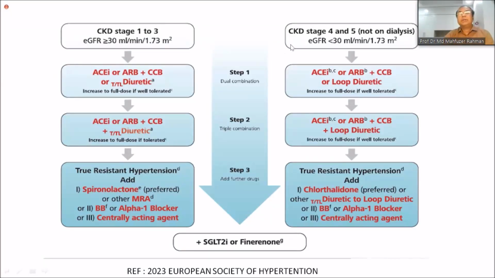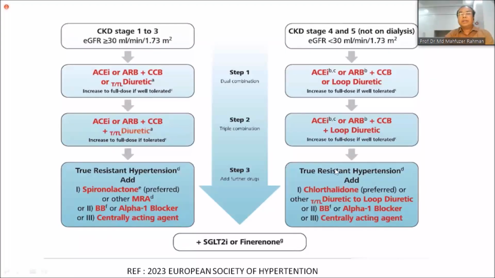And in chronic kidney disease stage 4 and 5, that is when the patient is not on dialysis, eGFR less than 30, step 1 dual combination is ACE inhibitor or ARB plus calcium channel blocker or loop diuretic. This is plus loop diuretic.